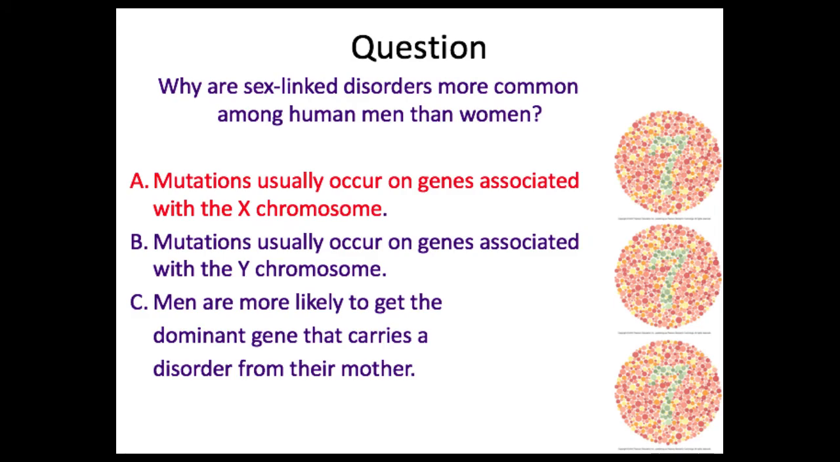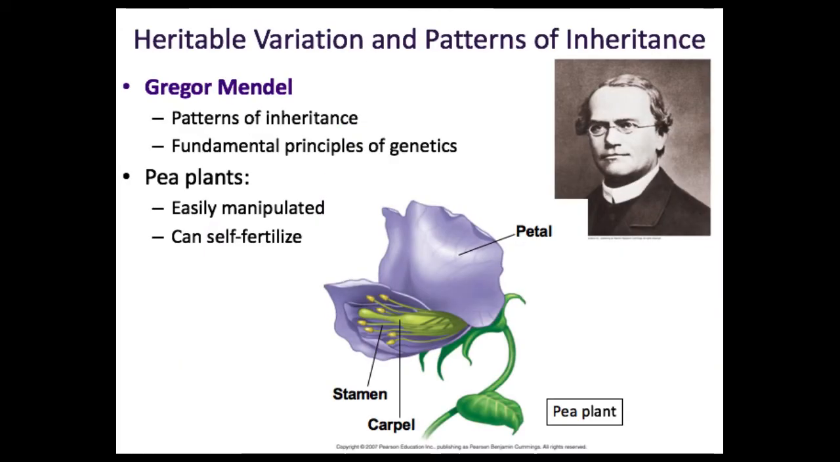The answer is A. Mutations usually occur on genes associated with the X chromosome. It's important to note men are not more likely to get the dominant gene with the bad allele from their mother. A female is just as likely, but the female will likely have the other X chromosome to protect her from the effects of that bad allele.